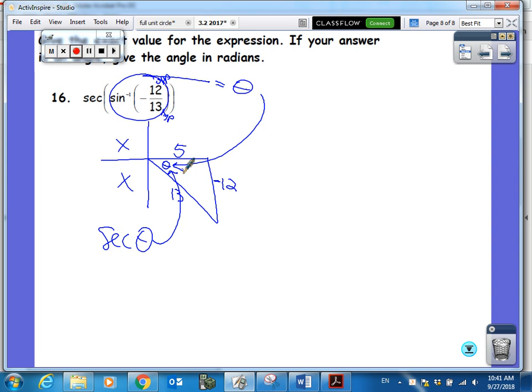Doesn't matter what it is, just matters where it is. Secant is hypotenuse over adjacent. So we get 13 over 5.